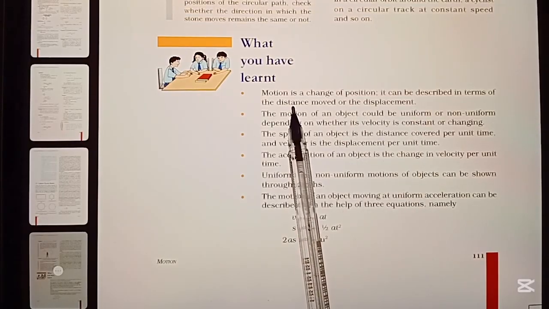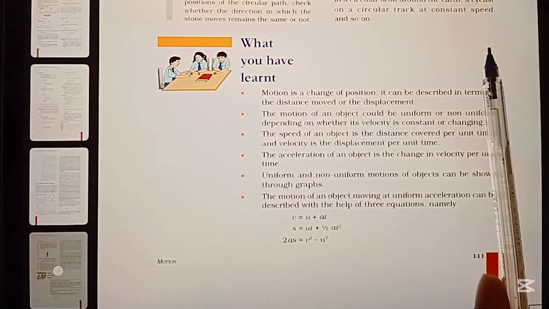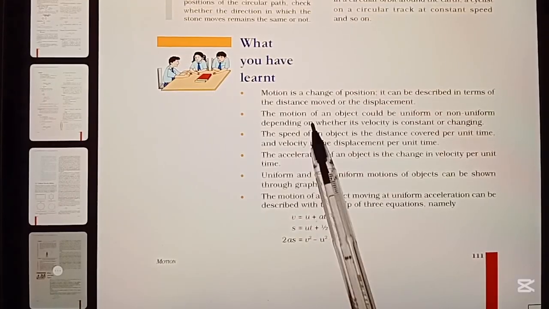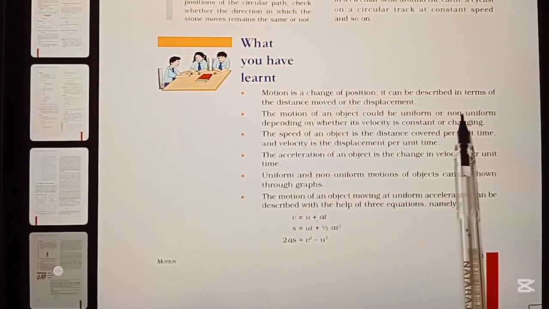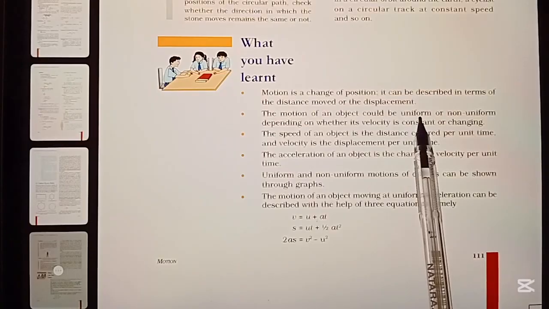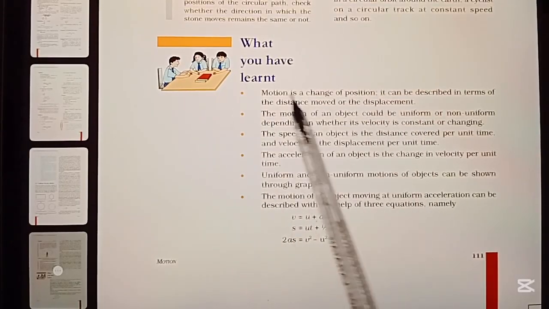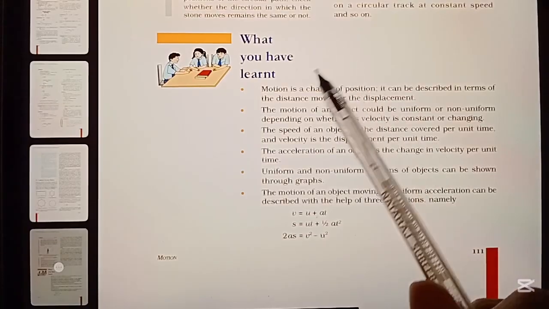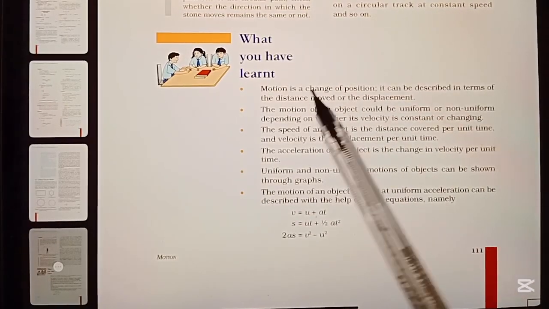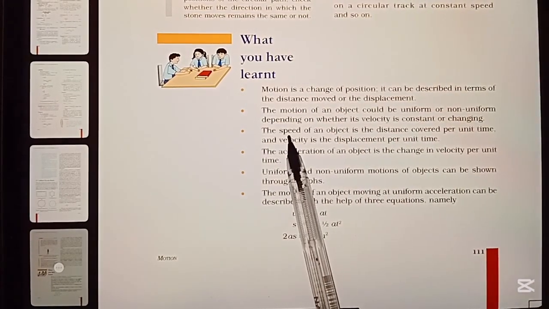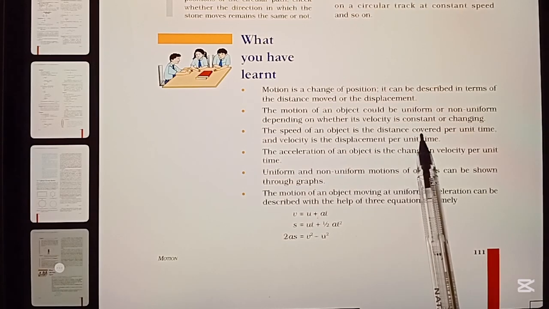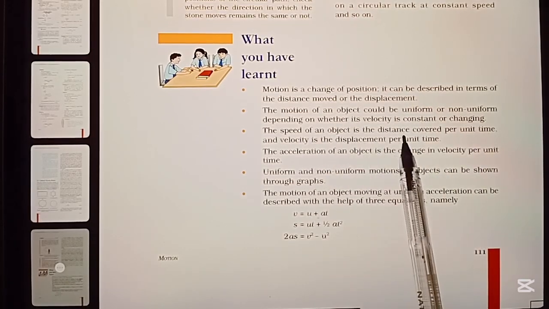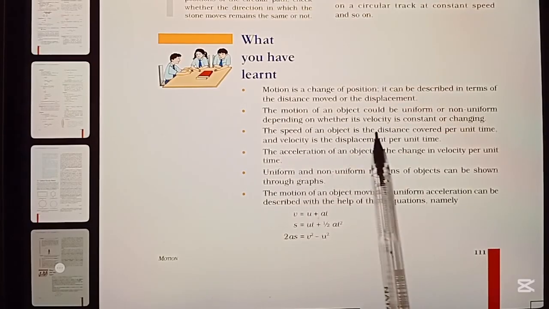Now let's look at the summary. Motion is a change of position. This is the definition of motion. It can be described in terms of distance or displacement. Distance is the total length traveled by an object. Displacement is the shortest length between the initial and final positions. The motion of an object can be uniform or non-uniform. Uniform is when the distance is in proportion to time, and non-uniform is when the distance and time are not proportional to each other.